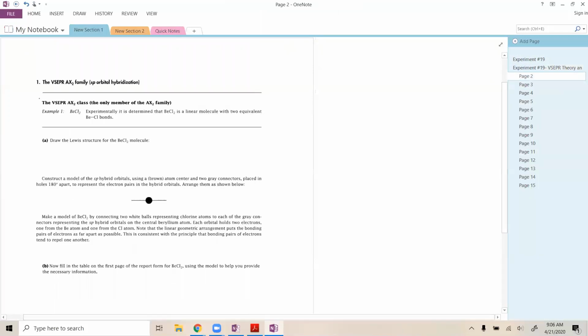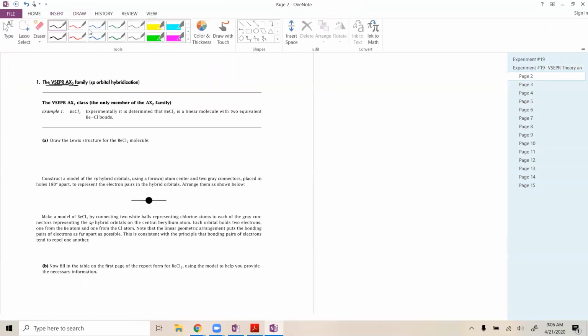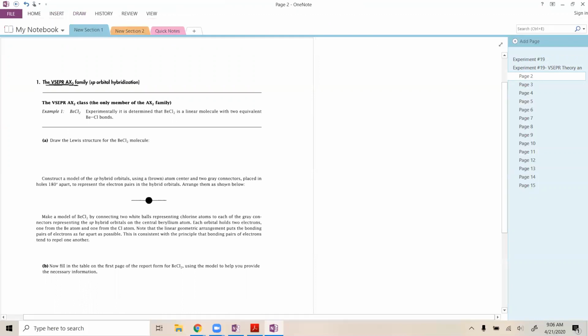So what we would start with is not this page. You want to start with this section, number 1. So this is our VSEPR grouping. And so we're going to go through and we're going to try to follow the directions. So it says draw the Lewis structure of beryllium chloride. And so we want to put in our beryllium, chlorine. Make those a little bit darker.